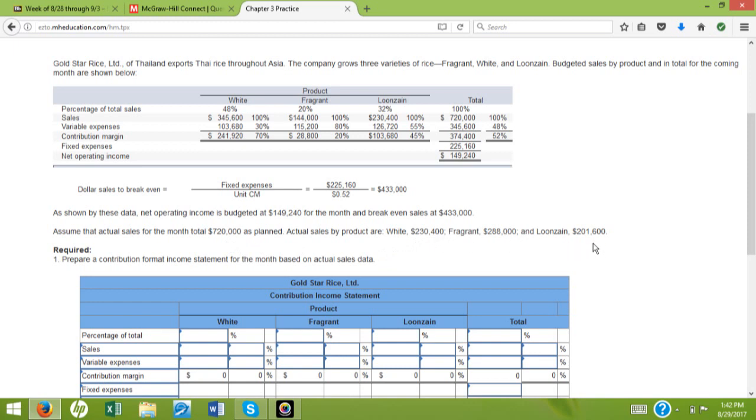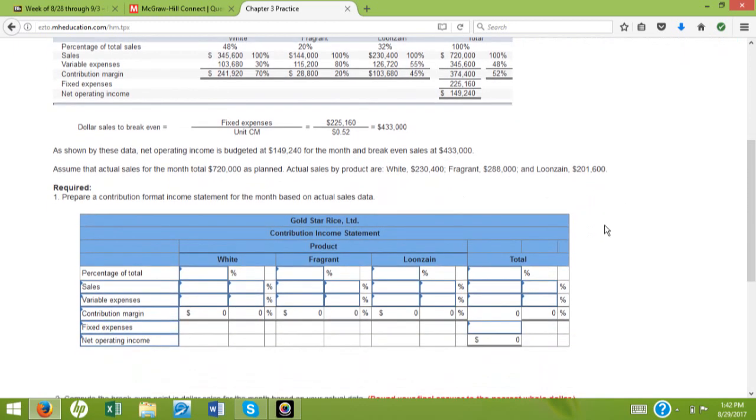And the first thing we are to do is prepare a contribution format income statement for the month based on actual sales data. So I'm using the software that comes from the publisher. You'll use Excel, but I would set it up something like this. I've already put my titles in. So your titles here on the side should be the same as mine, unless for some reason you had a net operating loss, and then that would change. And this one, contribution margin, if it's negative, would be a contribution loss. Other than that, the titles should be the same.